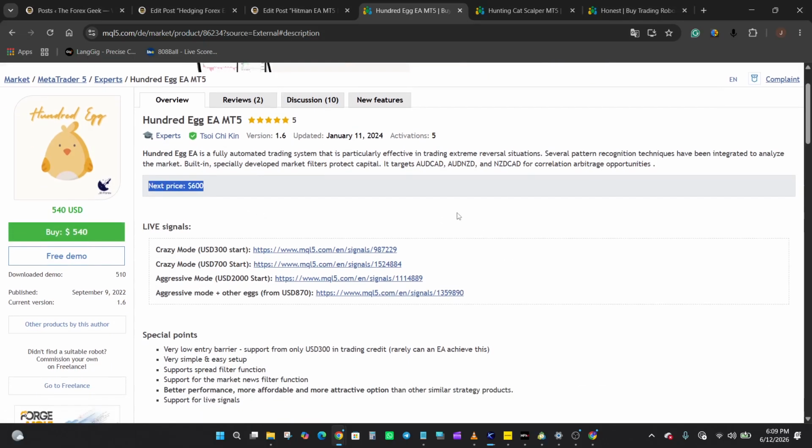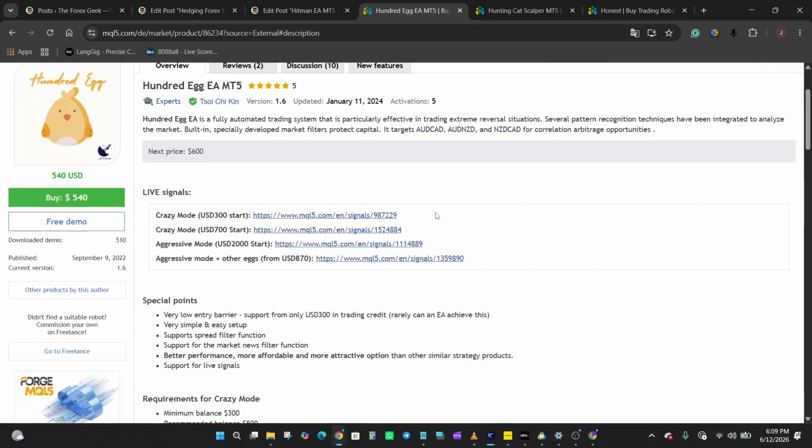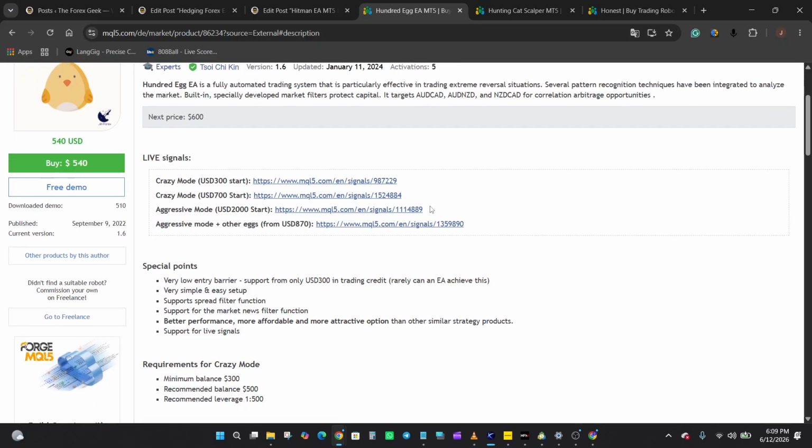Now, looking through the product description, 100 Egg EA is presented as a fully automated trading system designed to identify extreme reversal situations. The developer states that multiple pattern recognition techniques have been integrated into the system, along with specially developed market filters intended to help protect capital.